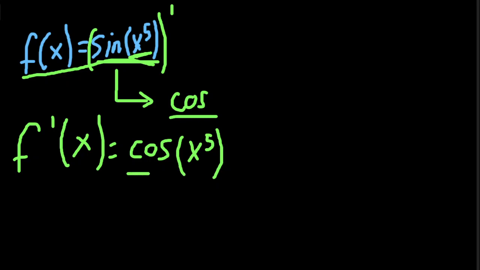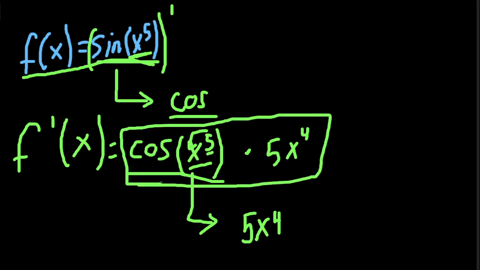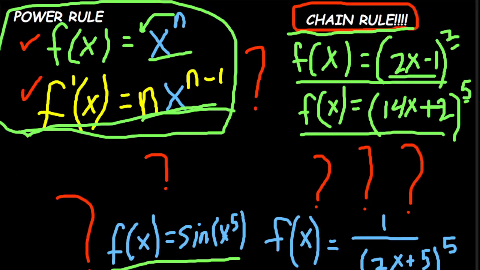After you do this, you have to multiply by the derivative of this, which is 5x to the 4th. This derivative can be taken using the power rule that we learned: bring the 5 out front to get 5x, and then subtract 1 from the exponent to get 4. So you have to do all of this to get the derivative of sine of x to the 5. So this is the chain rule. I hope this video helped, and yeah.